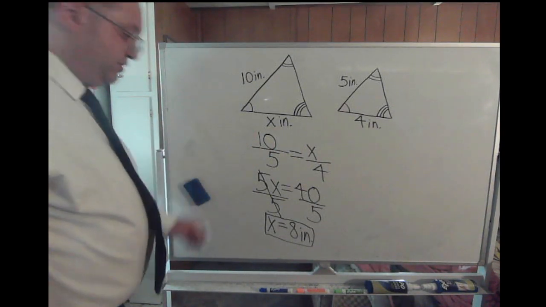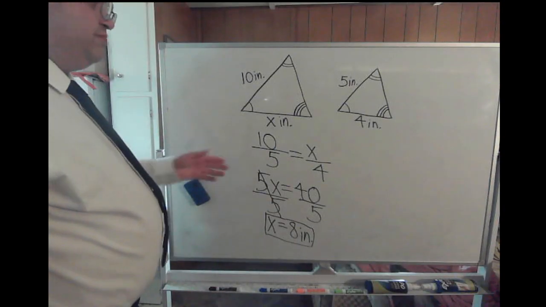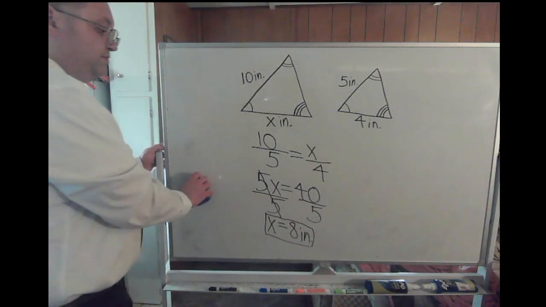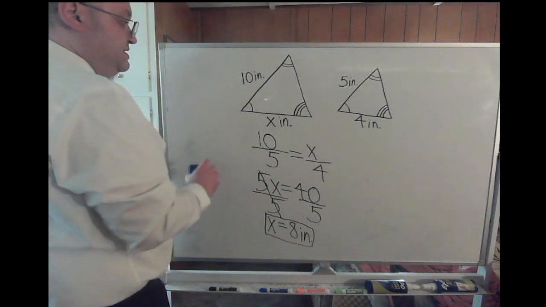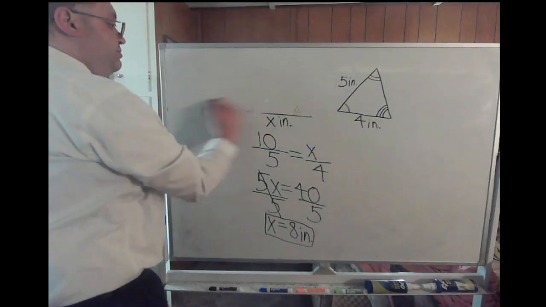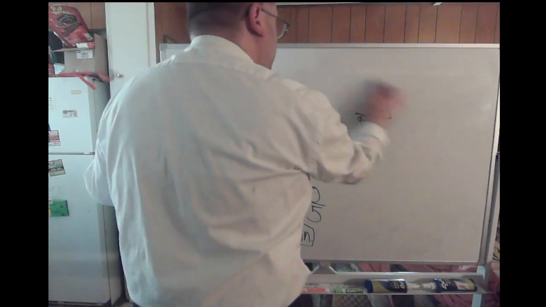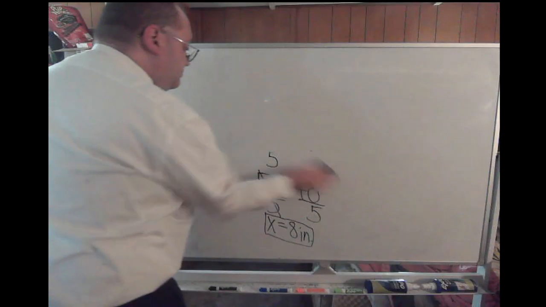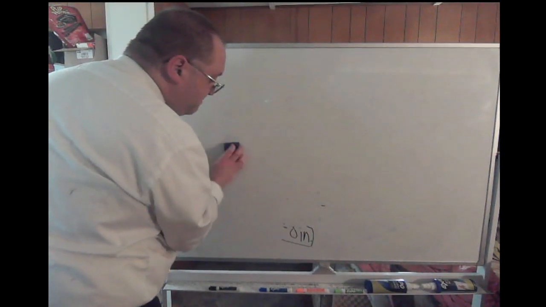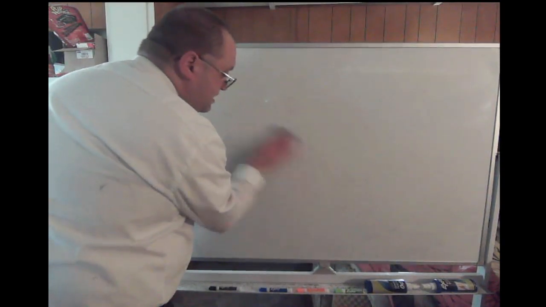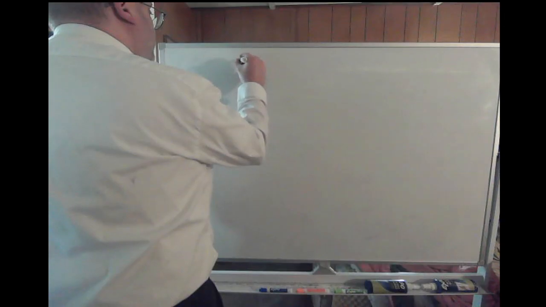So again, similar figures, you can just set up a proportion to solve for the missing sides. I got a couple more examples here. I don't think we need to make this a super long lesson, but it is important to teach about similar figures. Alright, what do we got here?